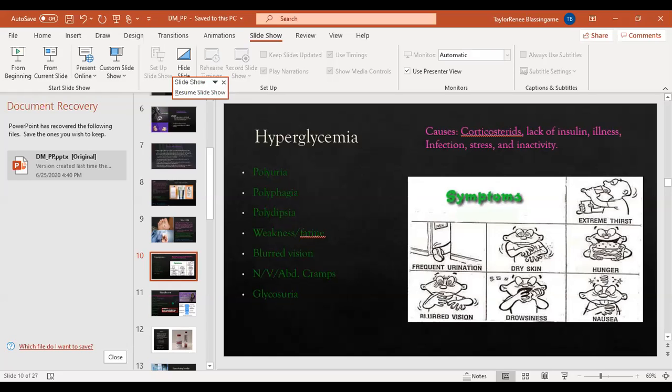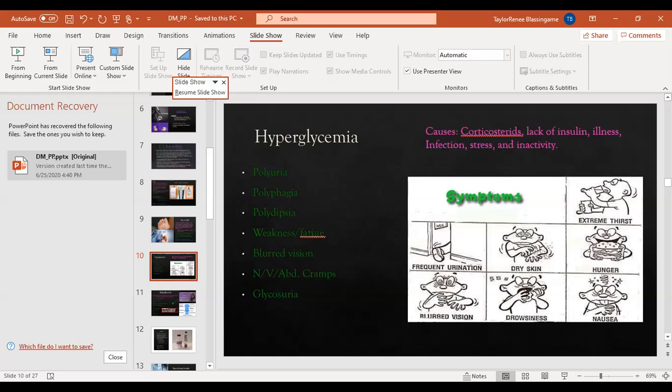So hyperglycemia, again, that's a very high sugar level. It's typically over 110. Your signs and symptoms we talked about, I can't stress these enough, are polyuria, polyphagia, polydipsia, weakness, fatigue, blurred vision, nausea, vomiting, abdominal cramps, and glucosuria.